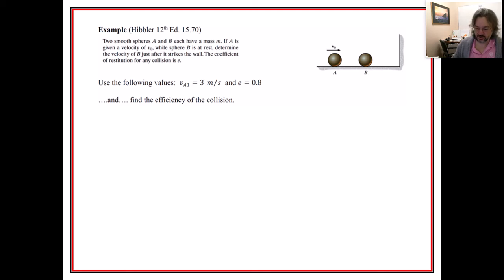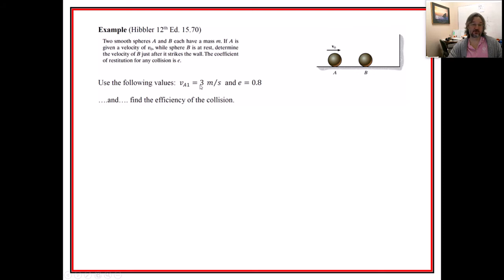Okay, so here's another example for class 11. This is example 2. And we have two smooth spheres, A and B, and each has a mass m, right? So I like to actually put in some values for this. I think this is a problem that doesn't have any mass values or velocity values, but I decided to give it some. All right, so if A is given a velocity of V0, well, B is at rest. Determine the velocity of B just after it strikes the wall. The coefficient of restitution for this is e, so I'm going to put some numbers into it.